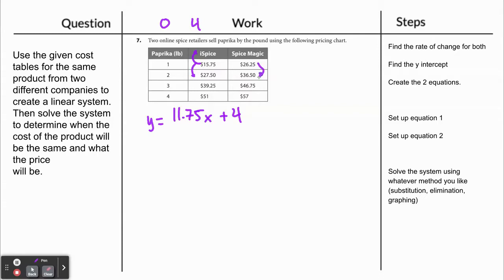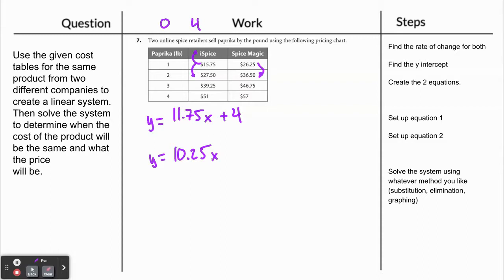For the second one here, same idea. We're going to figure out, okay, what is the rate of change for this second company here? So we're going to take 36.50 and we're going to subtract 26.25. And the difference between those two is going to be 10.25. So that is our rate of change, or our slope.